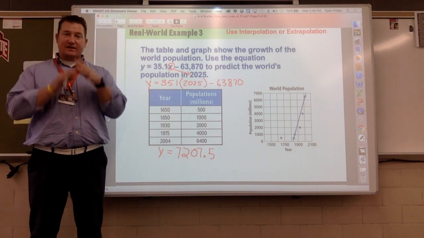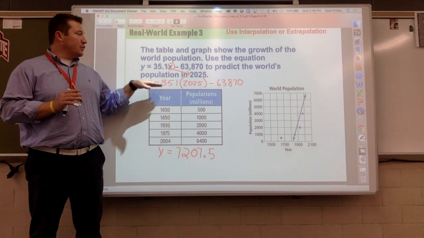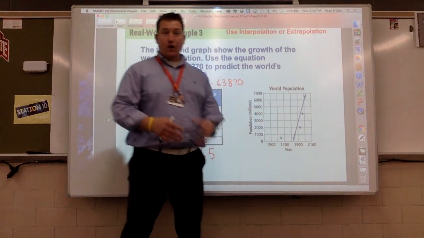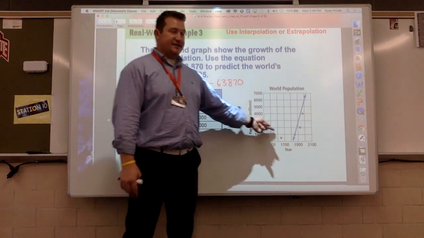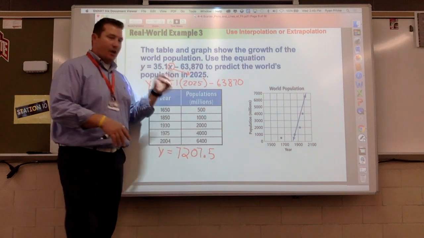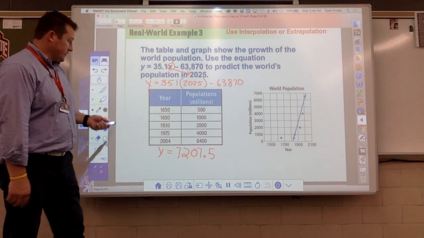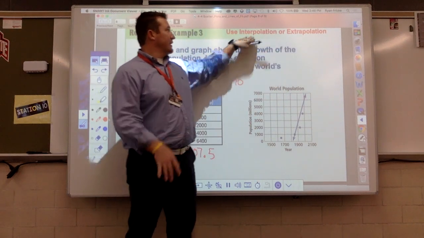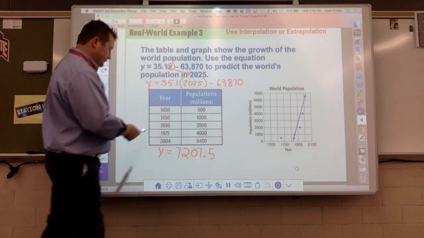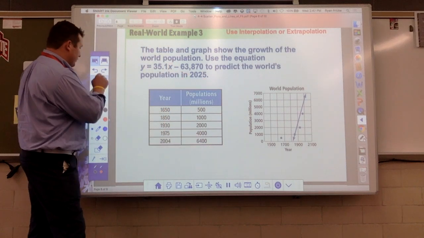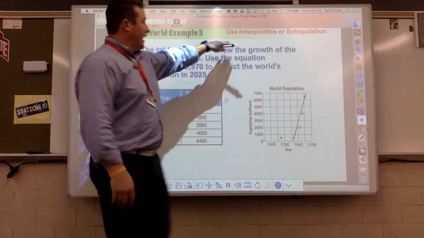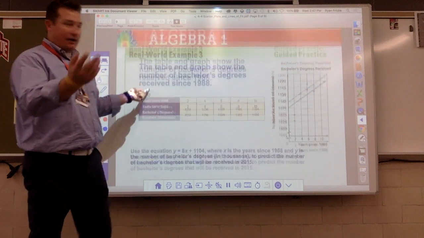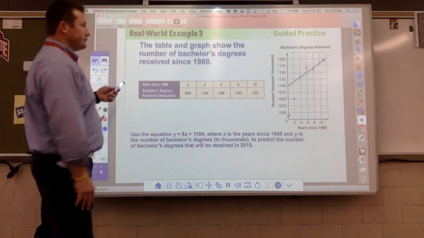Again, this is why we do this, guys. We make scatter plots with data that we have, and then we can predict stuff. We could have predicted what the population should have been, or what our model predicts it to be, or we can do cool stuff like, hey, I wonder what it'll be in the future. Remember, in the future, that's extrapolation. If it's in our data, interpolation.